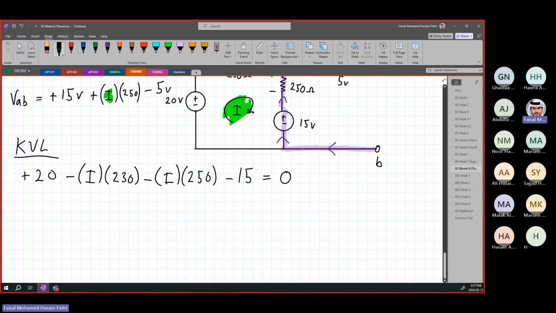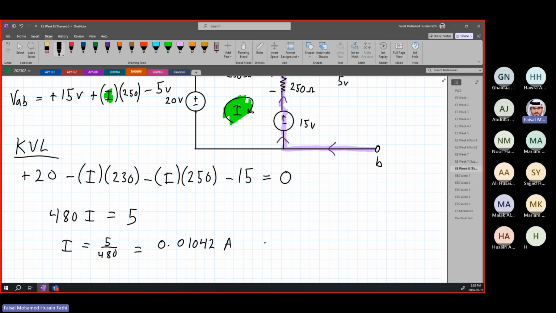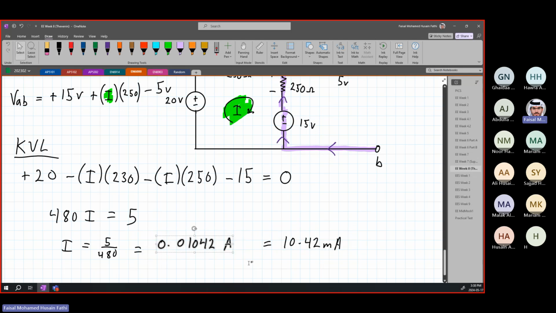Simplifying this, we can find I. It's going to be 20, so it's going to be 480 times I is equal to 5. I is equal to 5 over 480, which is equal to 0.01042 amperes, or 10.42 milliamperes. Again, we're not going to look at milliamperes when solving. We're using amperes always.